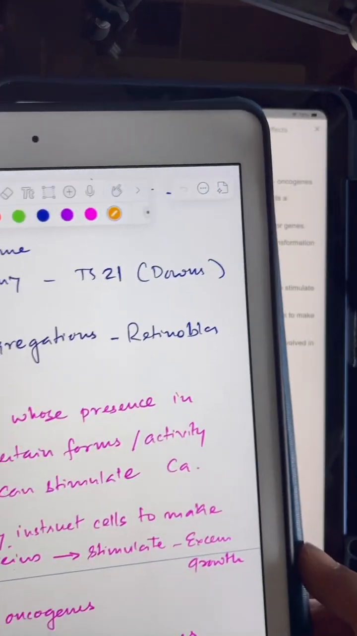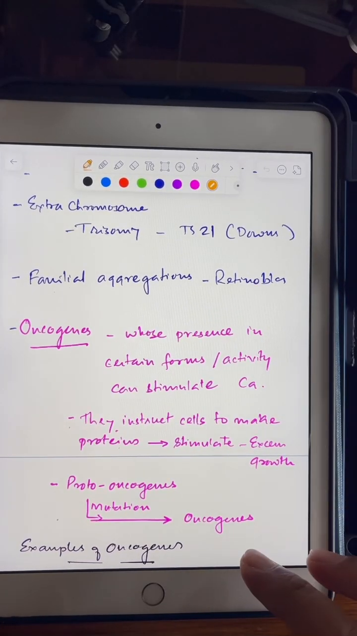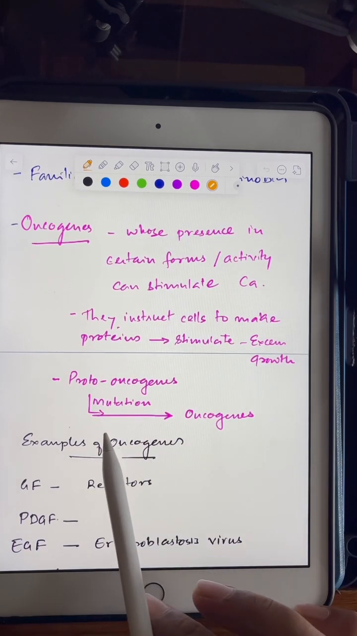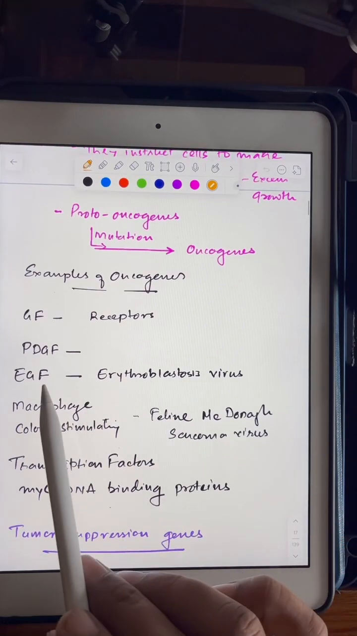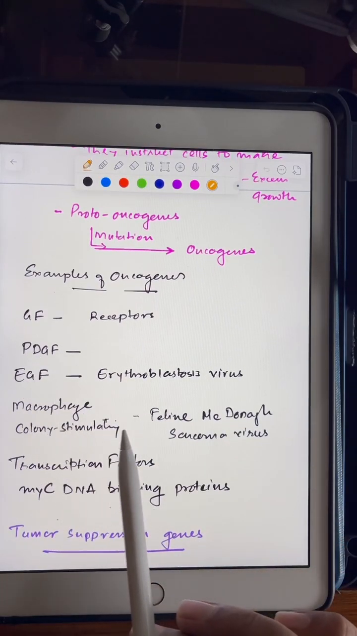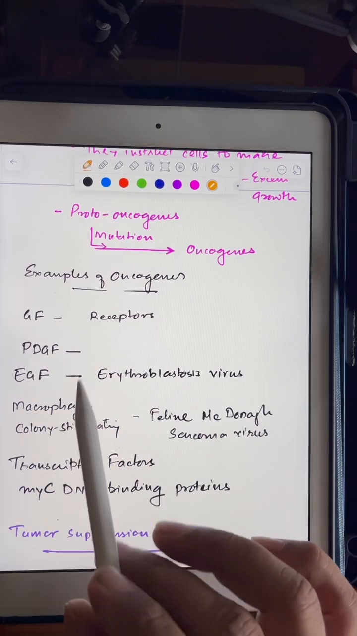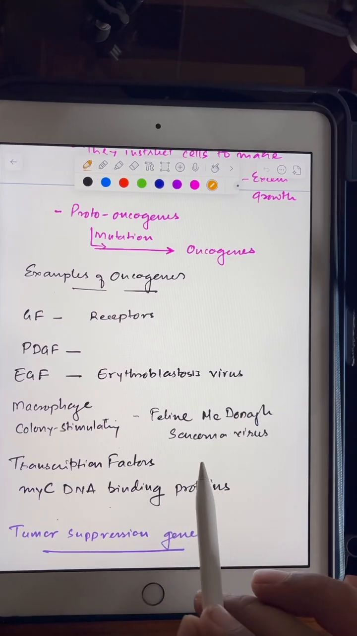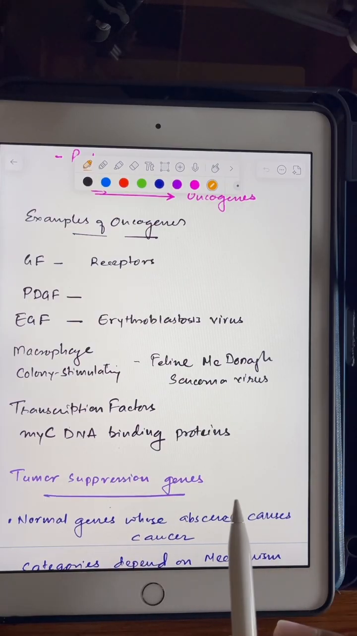What are the different oncogenes? Let's see the oncogenes, whose presence in certain forms of activity can stimulate carcinoma. They instruct cells to make proteins that stimulate excess growth. Proto-oncogenes get mutated to form oncogenes. Examples of growth factors: PDGF, platelet-derived growth factor, epidermal growth factor, erythroblastoma virus, macrophage colony stimulating factor. These are the factors which are stimulated. Then the McDonough sarcoma virus, and transcription factors such as MYC, a DNA binding factor.